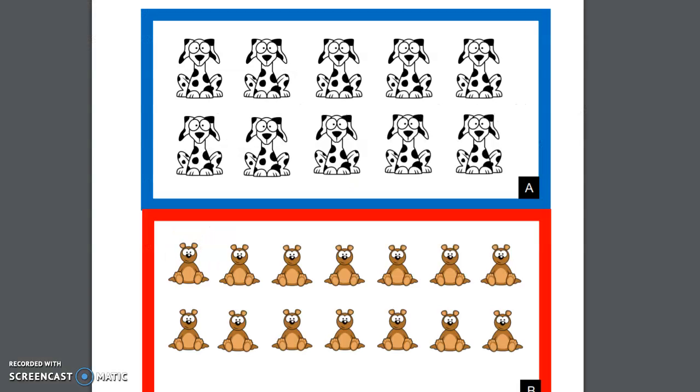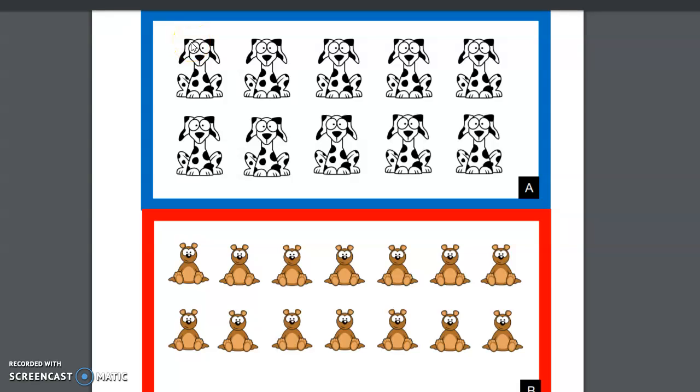Our problem today is what we will be doing is finding arrays and making multiplication sentences. So we're going to do this first one together. Here are these puppies. Let's count across. 1, 2, 3, 4, 5. There's 5 across and 1, 2 down.